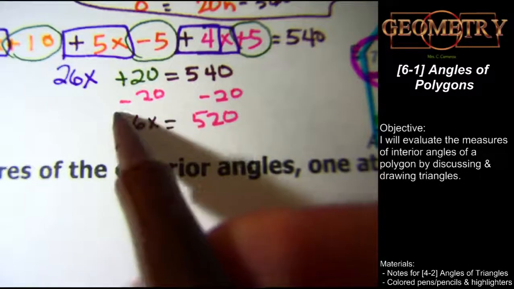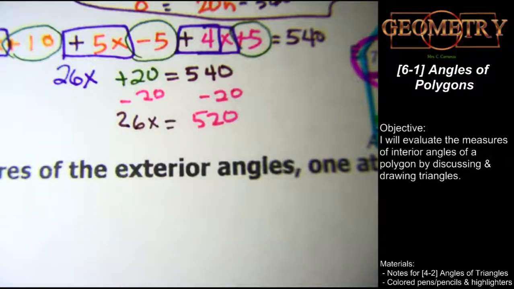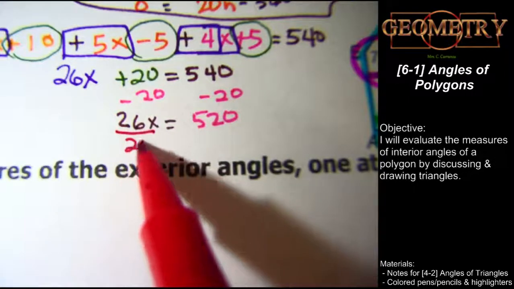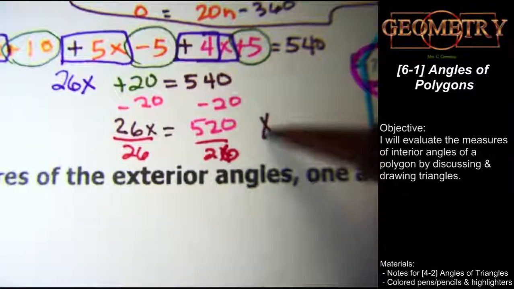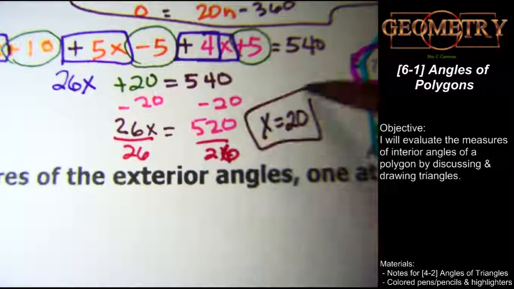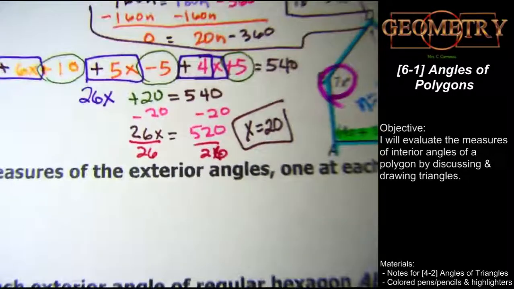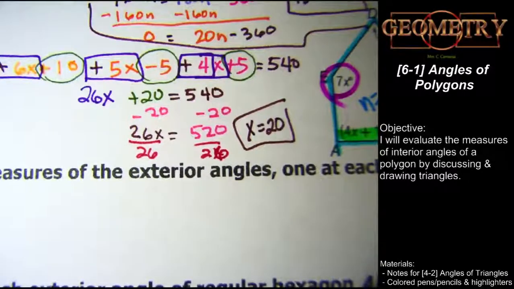Now what? Divide by 26. And when I divide by 26, I get 20. Okay. If you say so, boss. That's it. These are the more complicated ones, not because they're hard, but because there's a lot of steps.